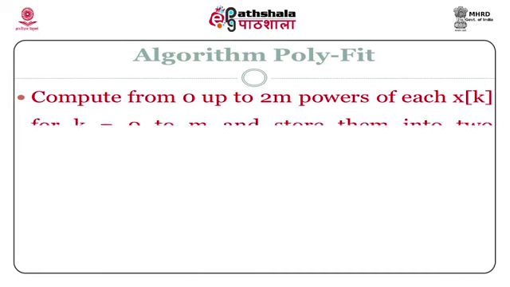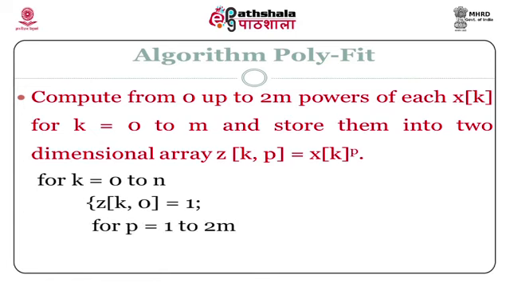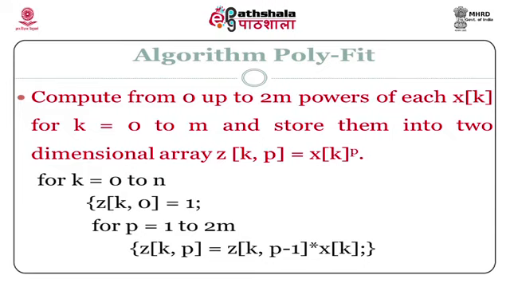Now compute the powers from 0 up to 2m of each xk, because these powers are required again and again, and then you need not evaluate them separately. We calculate these powers of xk as zkp and store them in a 2-dimensional array, where zkp equals xk raised to p. So for k equal to 0 to n, zk0 equals 1, and for p equal to 1 to 2m, zkp equals zk p minus 1 star xk. This is how we get all the powers of xk.